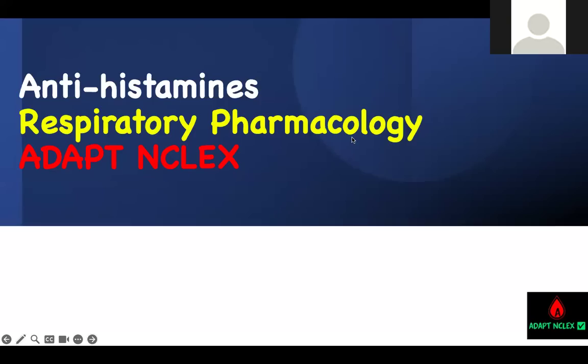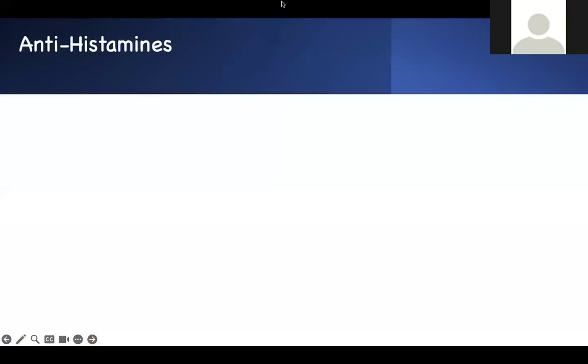Welcome to Adapt NCLEX Respiratory Pharmacology: Antihistamines, one of the common medications you will see on the NCLEX or day-to-day life. So you better know a little bit about it. Stick around and let's learn something on it. And that will help you solve pharmacology questions. They're very common. So let's get to it.